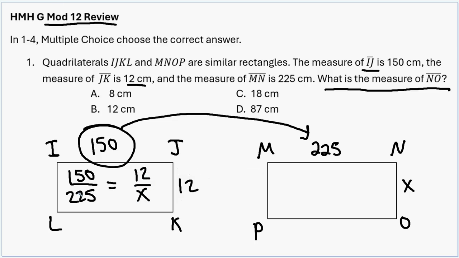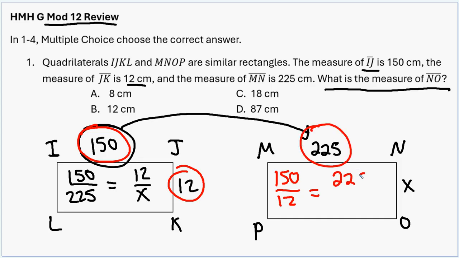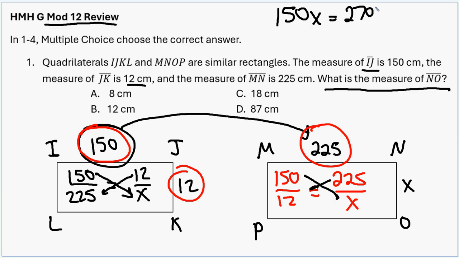And we could cross multiply there. Or in the other rectangle, I'm going to set it up staying in the same rectangle. I could do maybe 150 over 12 is equal to 225 over X. Both of these setups are good. When we cross multiply here, we'll multiply the 150 and the X, same on this side. And the other diagonal is 12 times 225. So at some point when we do that cross multiplication, we're going to get 150x is equal to 2,700. We divide by 150, and our answer is C, 18 centimeters.